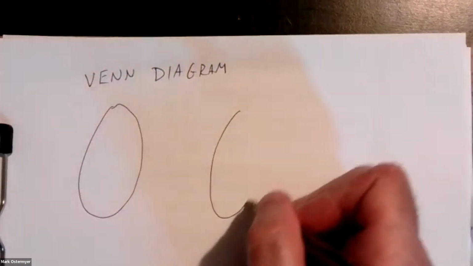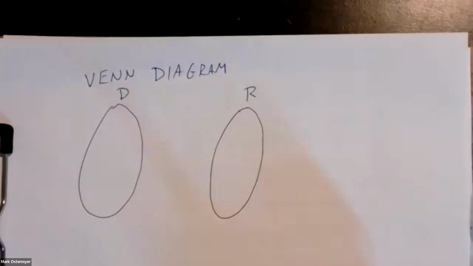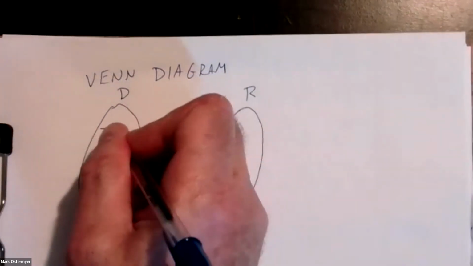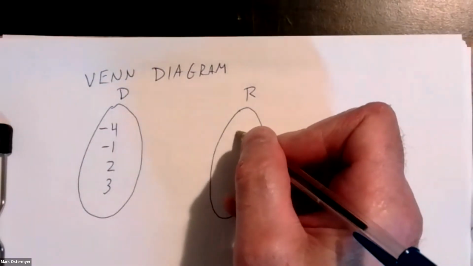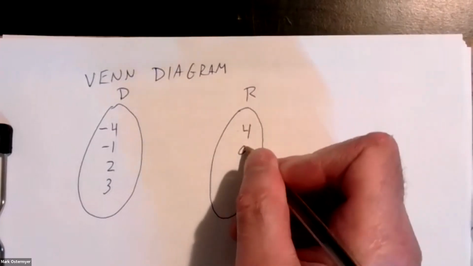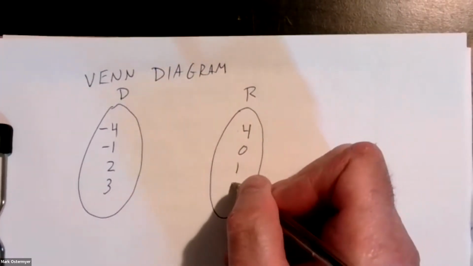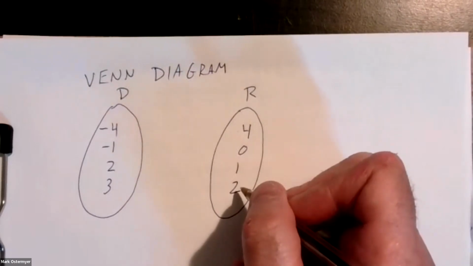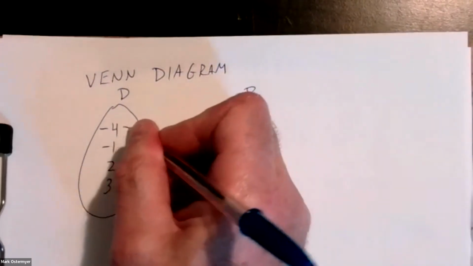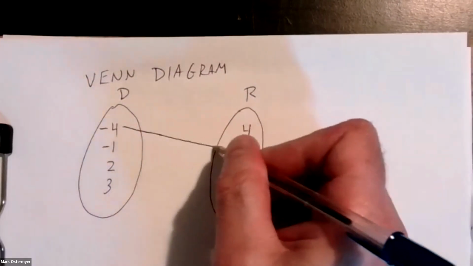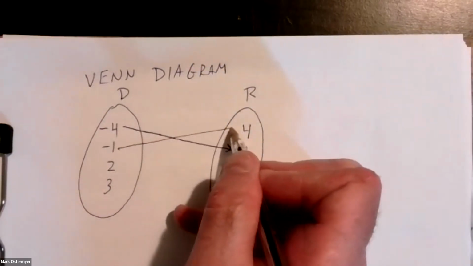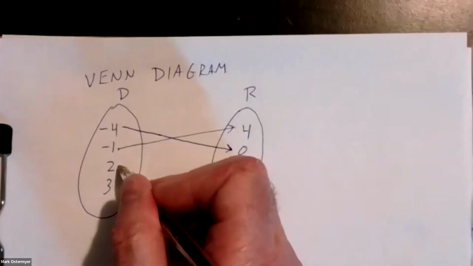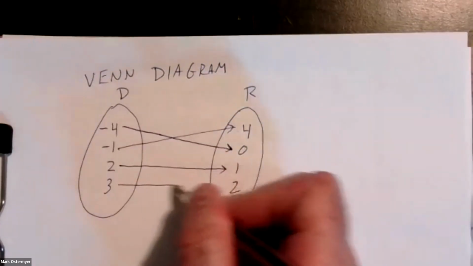Venn diagrams are used in set theory all the time. Suppose this first set represents the domain and the second set represents the range. In my domain, suppose I have -4, -1, 2, and 3. In my range, suppose I have 4, 0, 1, 2. Suppose that -4 in the domain gets mapped or sent to 0 in the range by this relation. -1 gets mapped or sent to 4. 2 gets sent to 1, and 3 gets sent to 2.